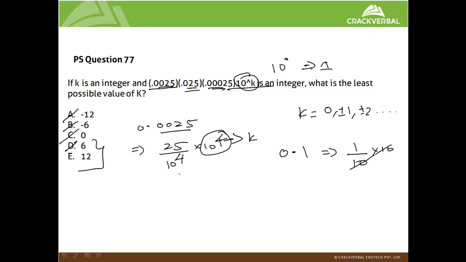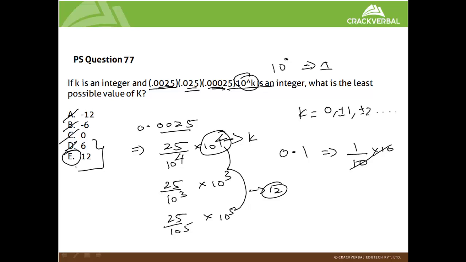So technically, if you look at it here, for 0.025, which is nothing but 25 over 10 to the power 3, we need another 3 zeros to multiply. Likewise for 0.00025, which is 25 divided by 10 to the power 5, we need another 5 zeros to convert this to an integer. So 4 plus 3 is 7, 7 plus 5 is 12. 12 zeros you need to convert this to an integer. So the answer has to be E here.